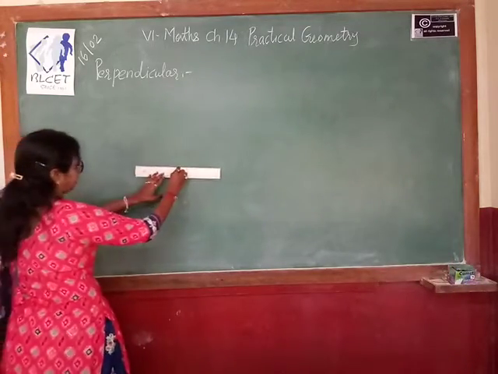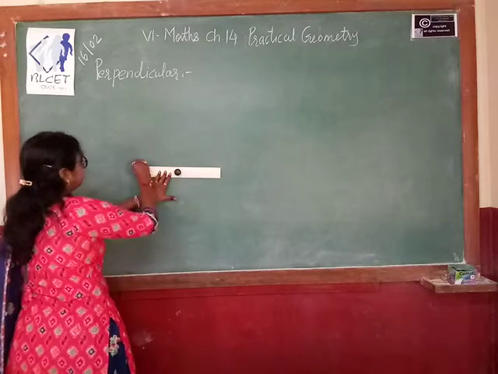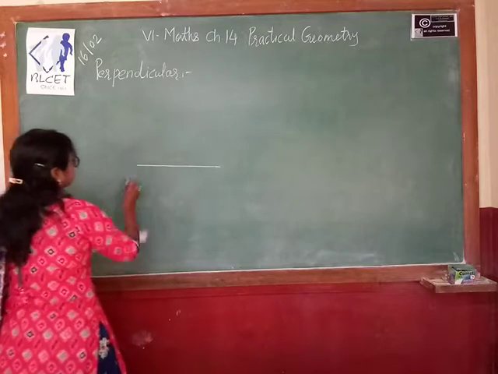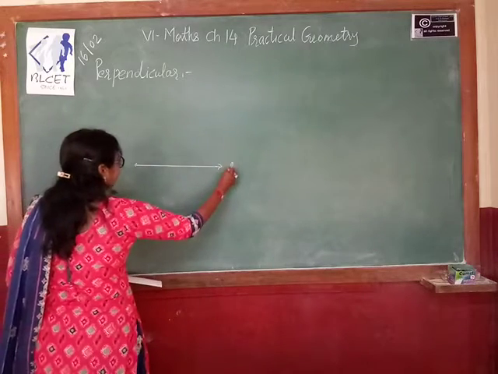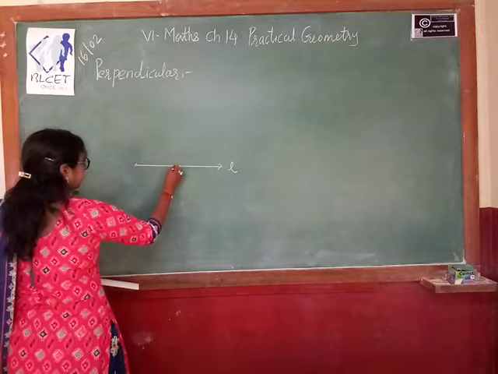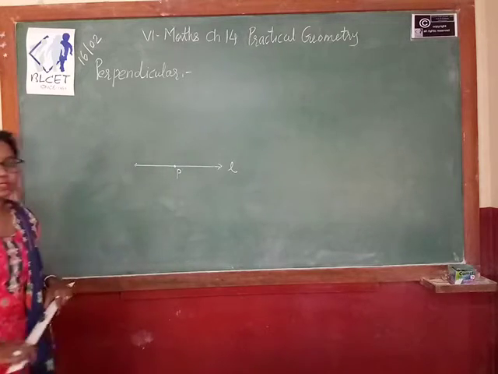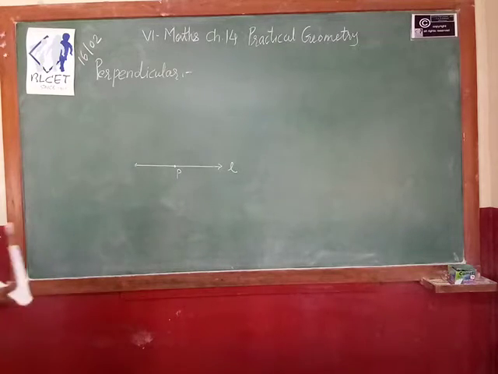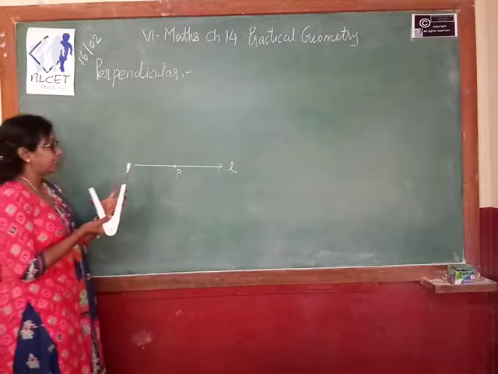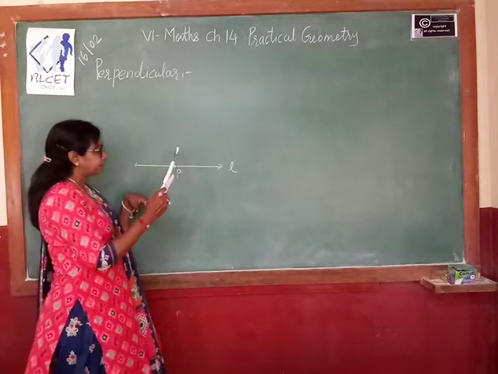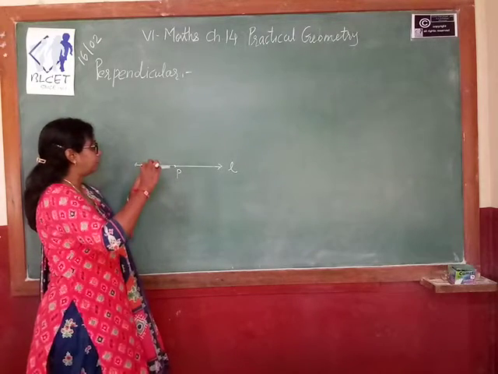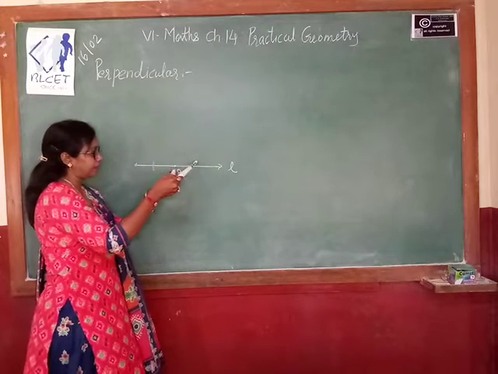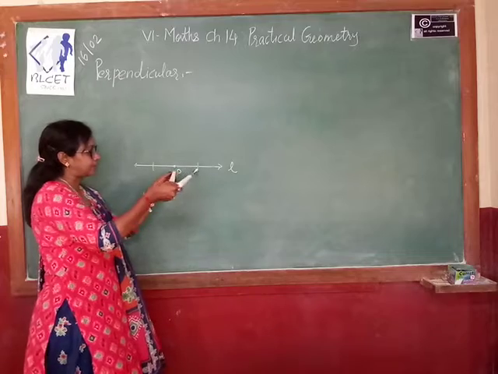So first, draw one line and name it L. P is a point on this line. This is your first step. Second step: take P as center and draw an arc. No need to draw the whole circle, on both the sides.